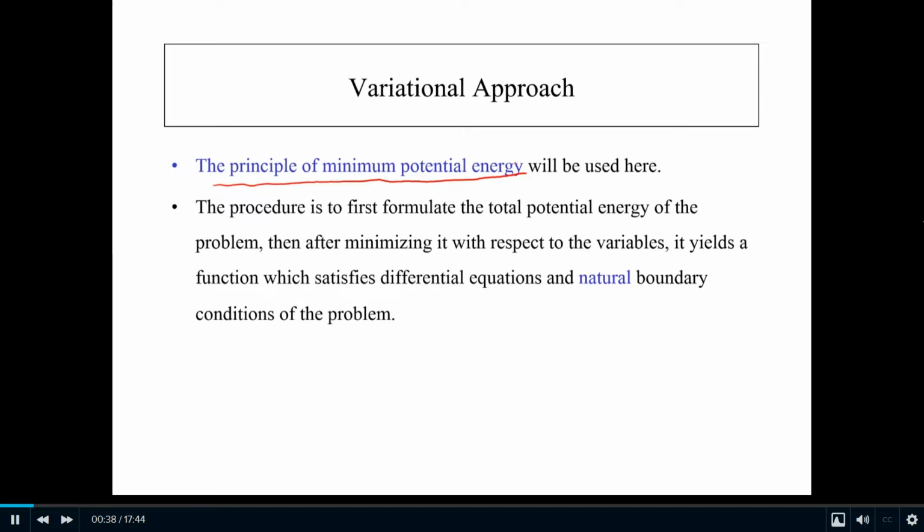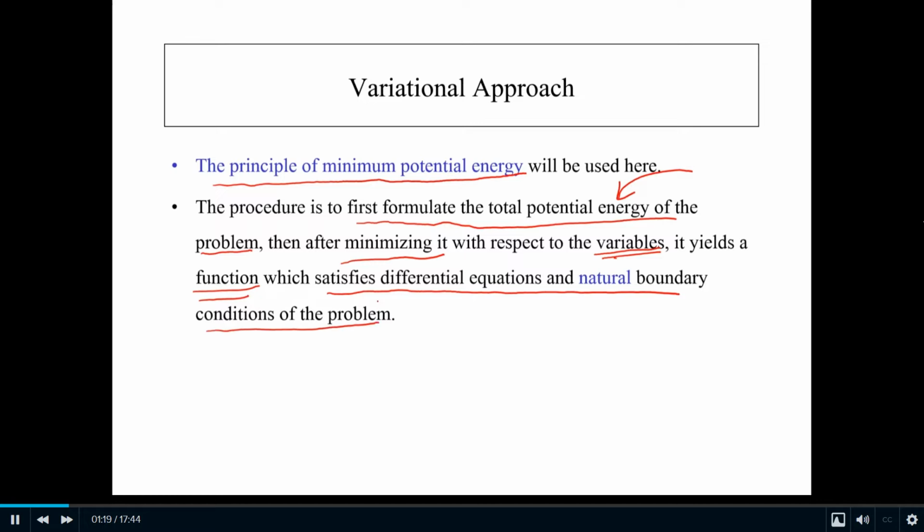To summarize, in this procedure, first, you need to formulate the total potential energy of the system or the problem. And after you got the correct total potential energy of the problem, you minimize it. You minimize the total potential energy with respect to the variables or the unknowns of the problem. And after that, you would have a function that satisfies the differential equations and natural boundary conditions of the problem.